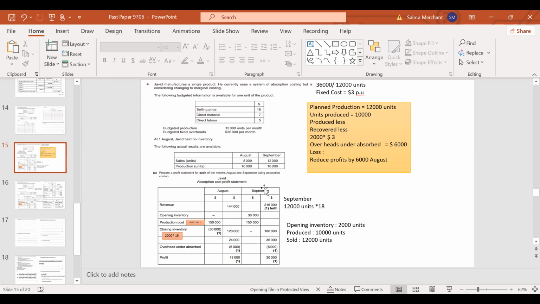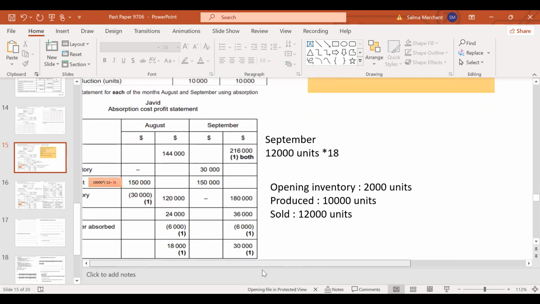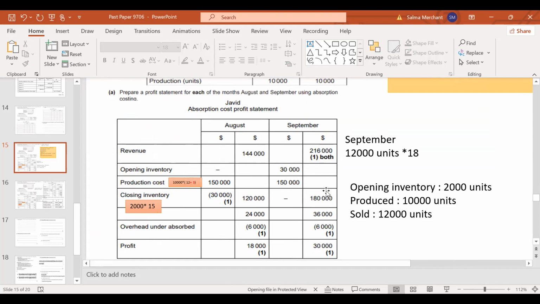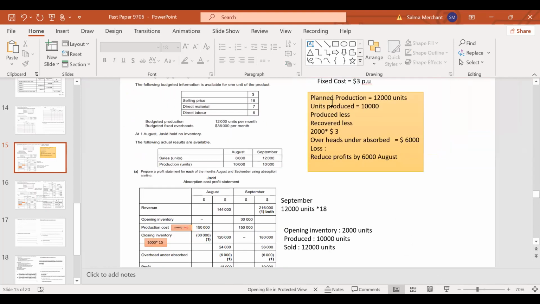So this is your revenue, 216,000. This is your production cost, 180,000 for September. Your gross profit is 36,000. Okay, fine. How much did you expect to produce? 12,000 units per month. What is your planned production? Planned production is 12,000 units. But how much did you produce?